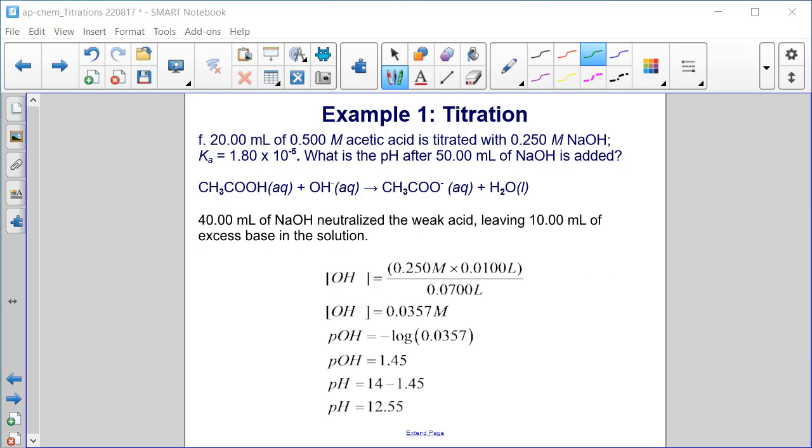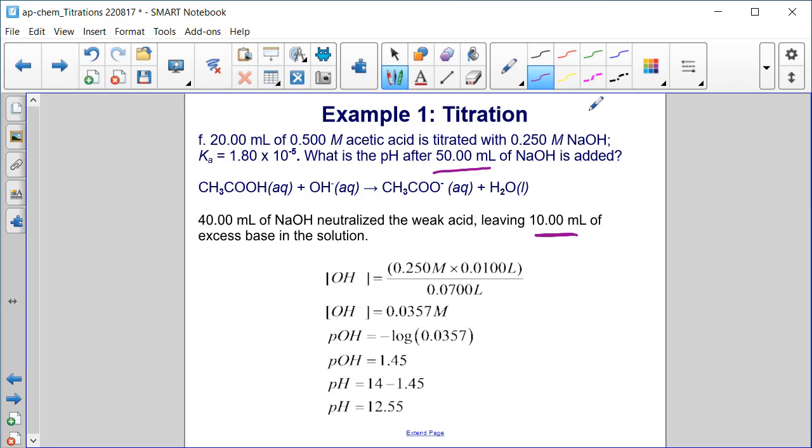Here's what you have to remember from the previous part: 40 milliliters of the sodium hydroxide reacted to neutralize the weak acid. So at this point, after adding 50 milliliters, there's only 10 milliliters of excess base in the solution. So don't make the mistake of assuming 50 milliliters of excess. The first 40 were used to neutralize the acetic acid.